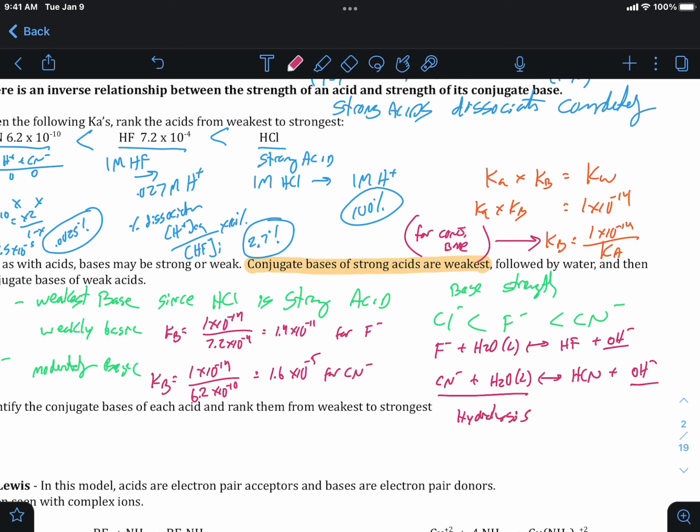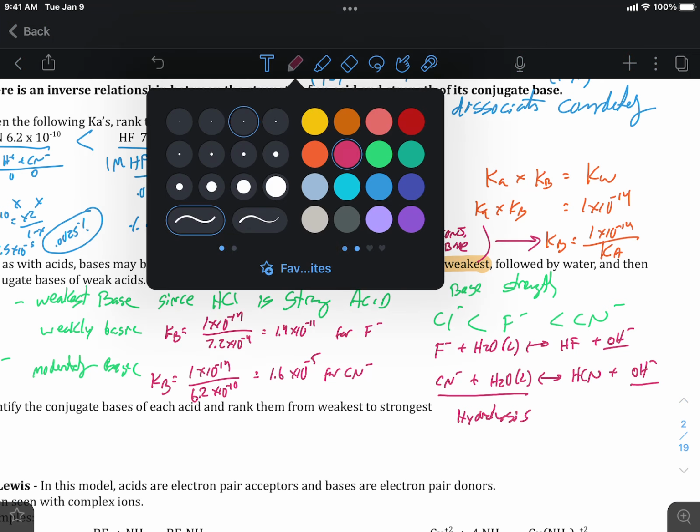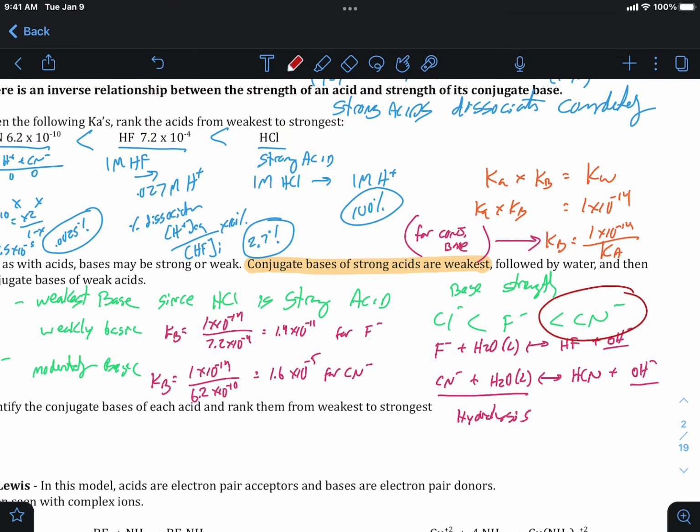So both of these ions undergo basic reactions. The only difference is one of them is going to produce more hydroxide than the other. The one that produces more is the one with the higher Kb. Which is which? CN minus. And that is how we justify this being the strongest base out of this lot.